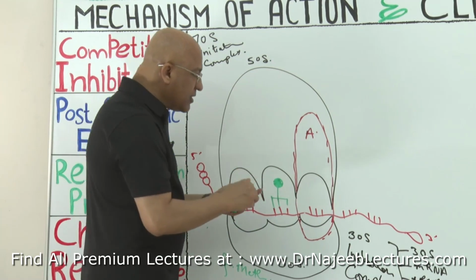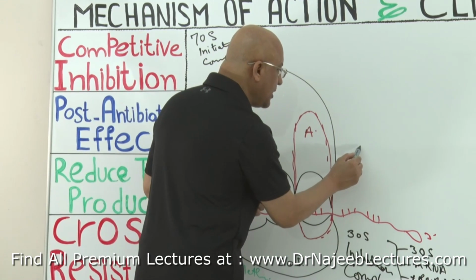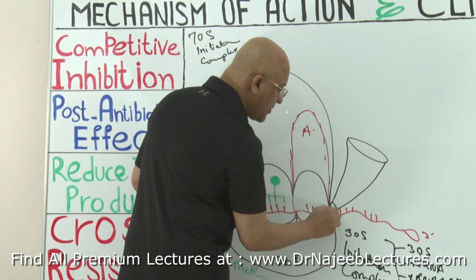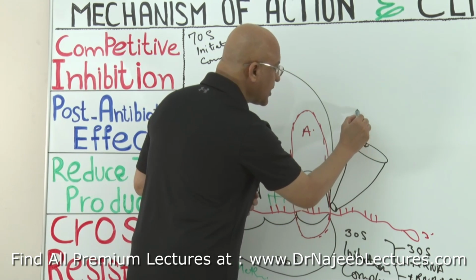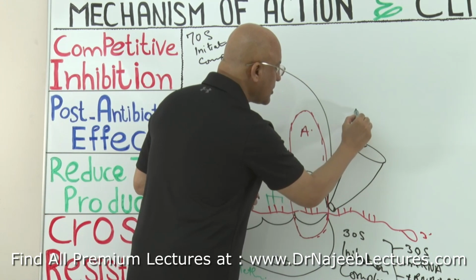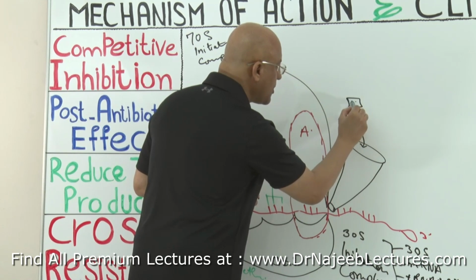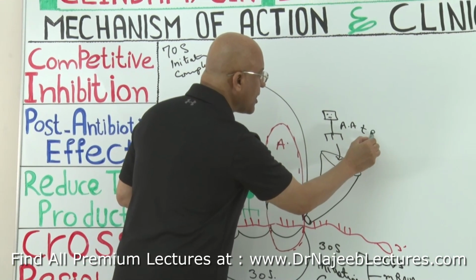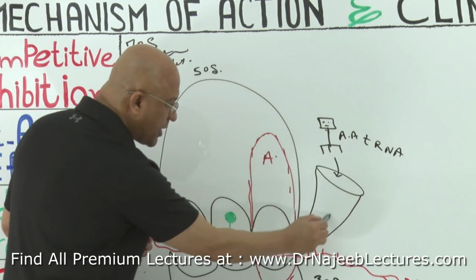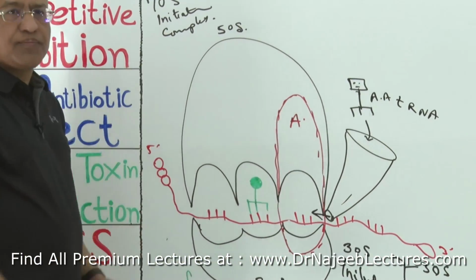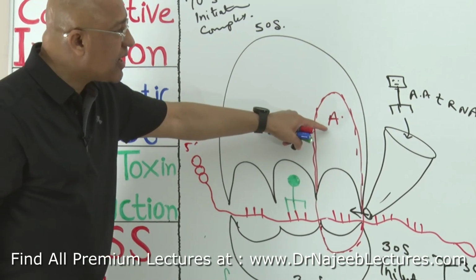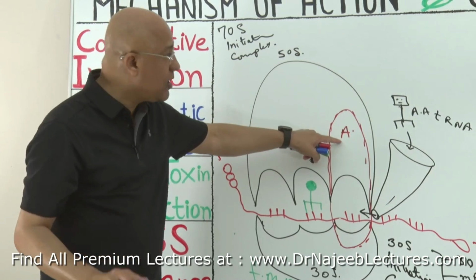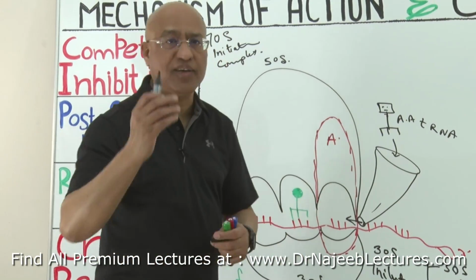This is the place where they will funnel in. This is aminoacyl transfer RNA, so it will be coming at this site. That is why it is called either the acceptor site, or the aminoacyl transfer RNA site.